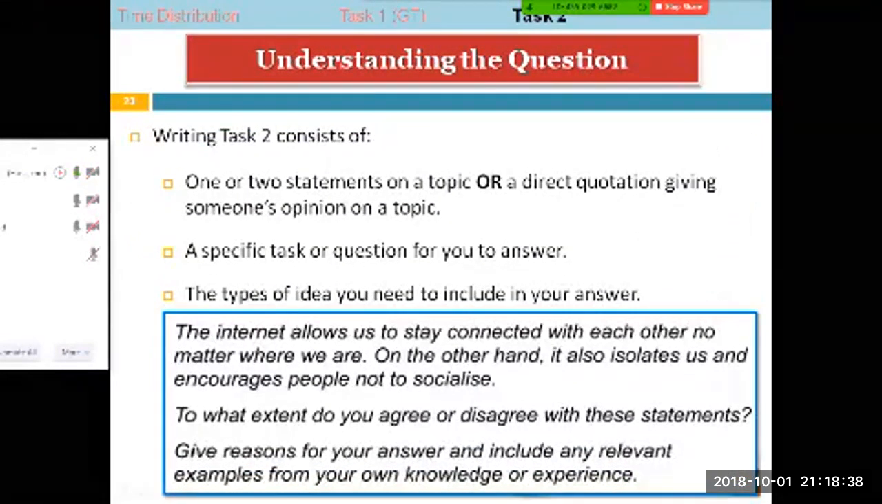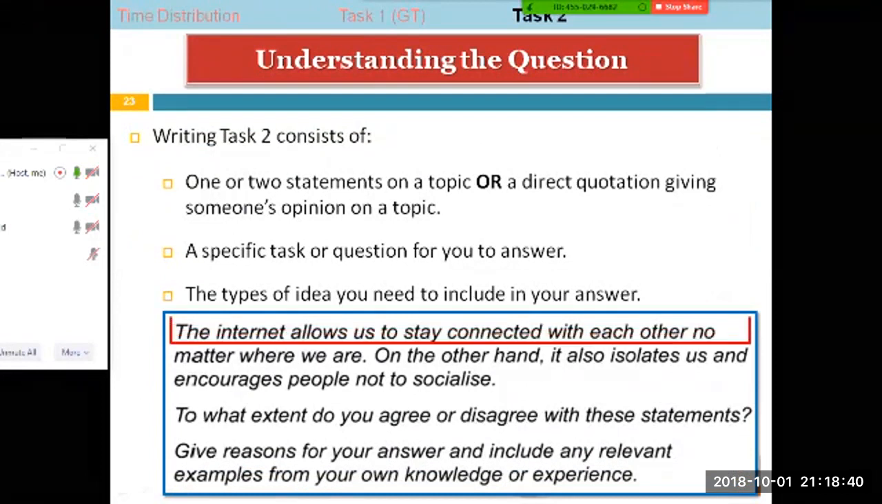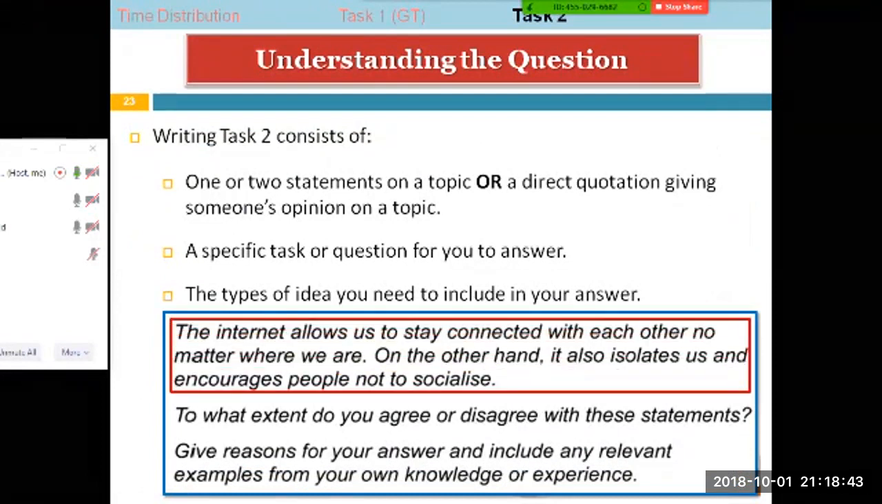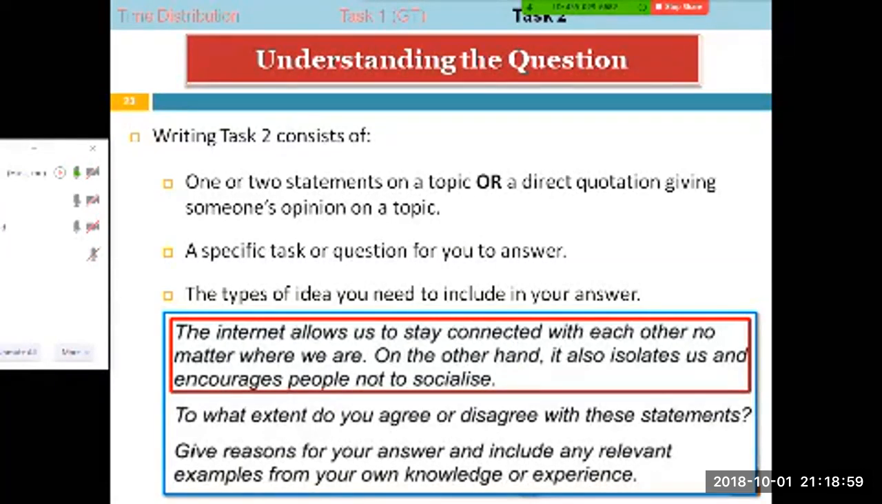In the IELTS writing test, there are 3 parts of the question. The first part gives you 1 or 2 statements. For example, here, in this red part: the internet allows us to stay connected with each other no matter where we are. On the other hand, it also isolates us and encourages people not to socialize.